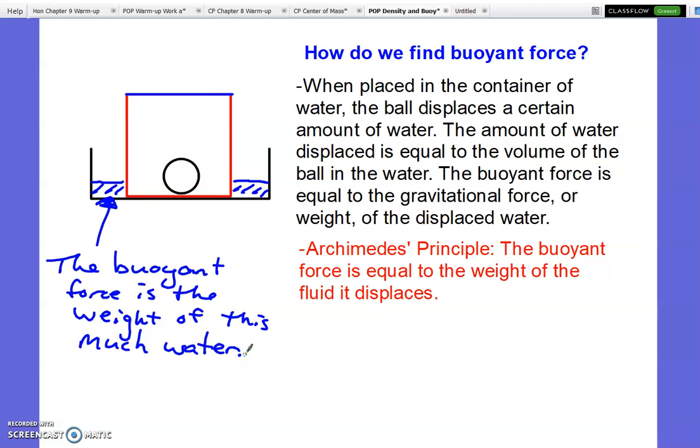Now, what I want to point out here is that the amount of water that overflows is the same as the volume of the object itself. This is how we typically find volume through a process called displacement. So the volume of the water that overflows is the same as the volume of the object itself, at least the part of the object that's underneath the surface of the water. So the buoyant force is the weight of this much water, the same amount of water as the volume of the object. We refer to this idea as Archimedes' principle. Archimedes' principle says that the buoyant force is equal to the weight of the fluid it displaces. It is equal to the weight of that much fluid.